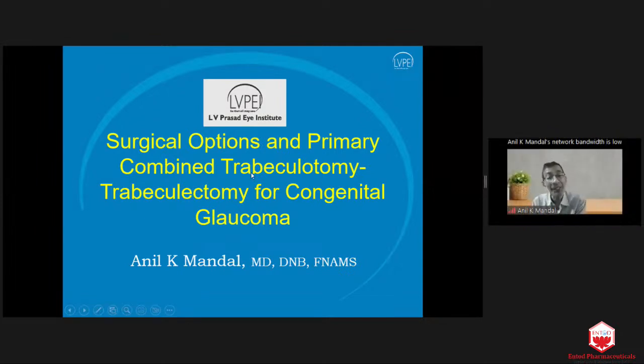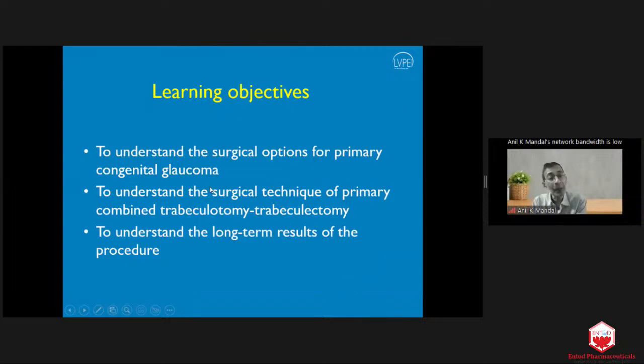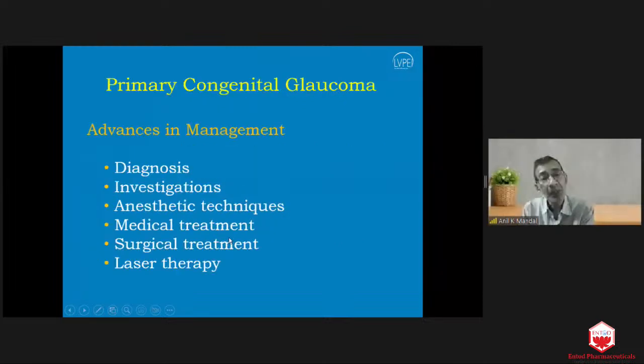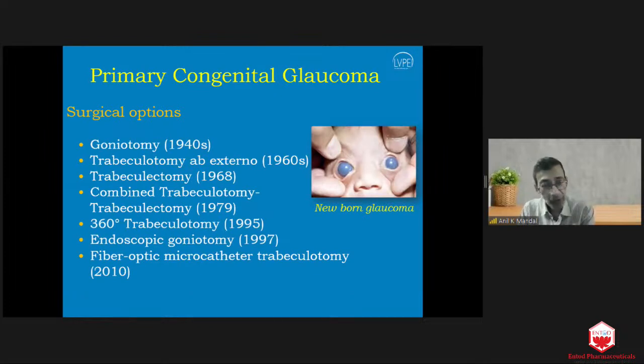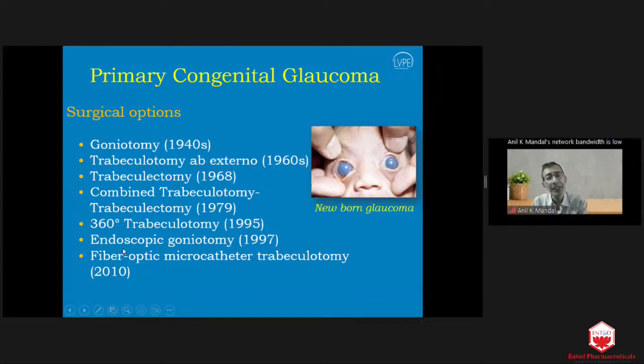Surgical options for primary congenital glaucoma. The learning objective of this part is to understand the surgical options available, understand the surgical technique which we most commonly perform in India, and to understand the long-term results. We know that investigations, the anesthetic technique, the medical treatment, and improvement in surgery have improved the prognosis of patients of primary congenital glaucoma. But if we review the history, the surgery of primary congenital glaucoma is about 85 years old.